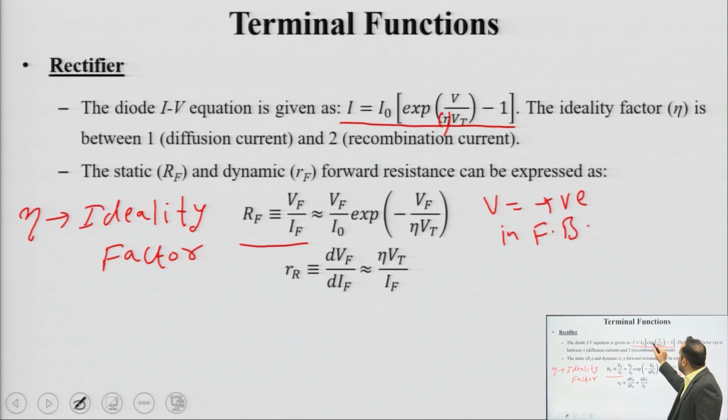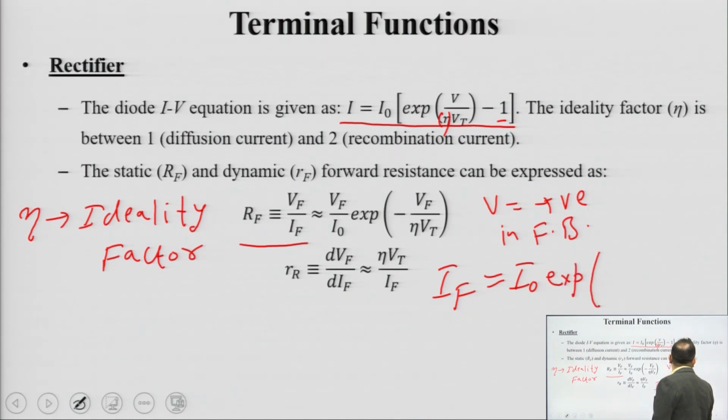When V is positive, the exponential term is very large as compared to 1. So, this 1 can be ignored. Okay. So, then in forward bias, when forward current flows, If is nearly equal to I naught exponential of V over eta times Vt. Okay. This is the forward resistance. If Vf increases, there is a minus sign here, Rf is going to go down. So, forward resistance is going to be a low value in forward bias.